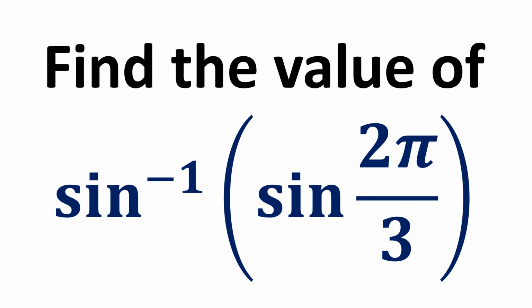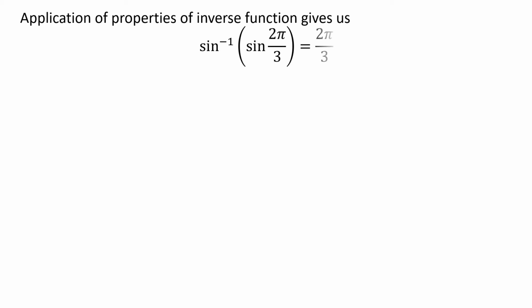In this video, we learn to find the value of inverse of sine of 2 times pi upon 3. As per the properties of inverse function, inverse of sine of 2 times pi upon 3 is equal to 2 times pi upon 3.